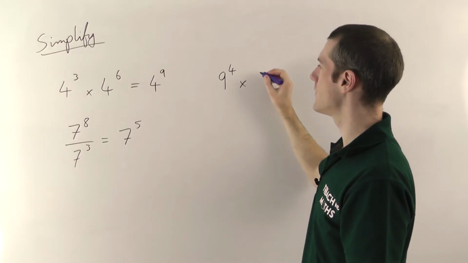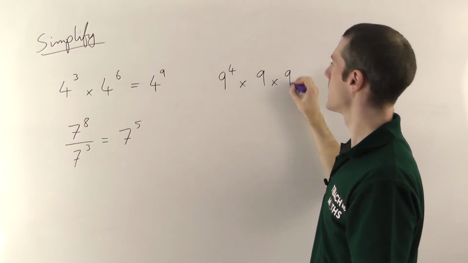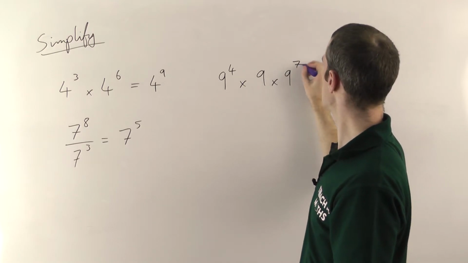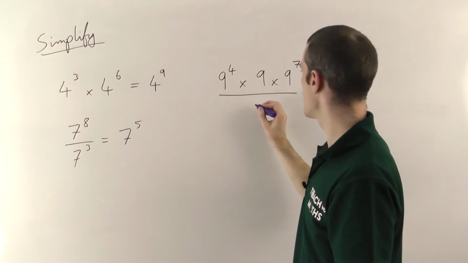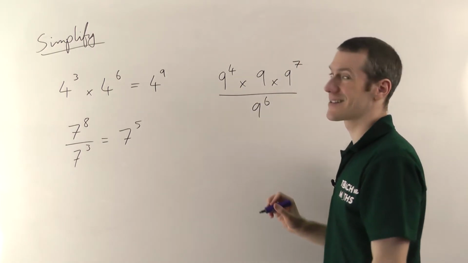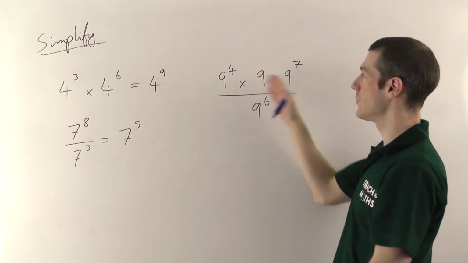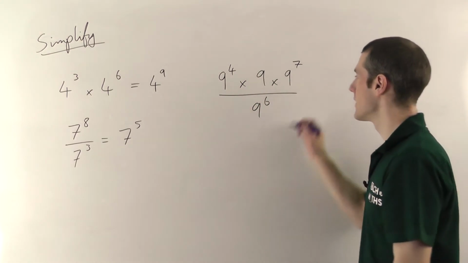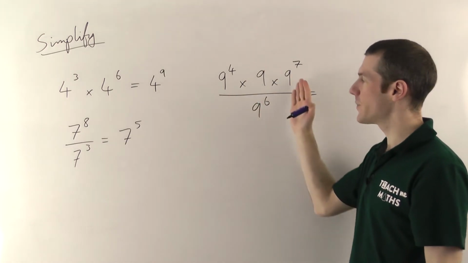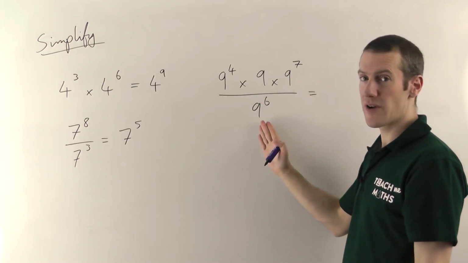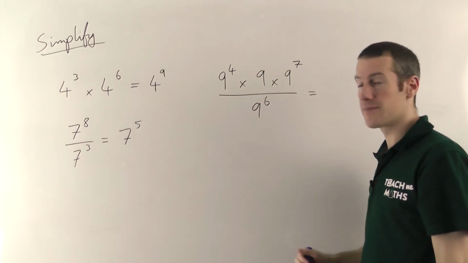So 9 to the power 4 times 9 times 9 to the power 7 all over 9 to the power 6. This is a big fraction. I've got all this stuff on the top and I've got this thing on the bottom. Now with fractions, you just work out the top of the fraction, work out the bottom of the fraction, and then finally do the division.